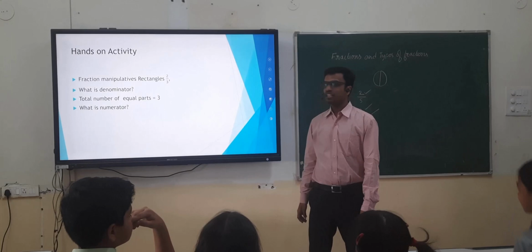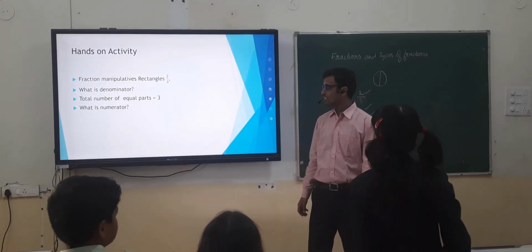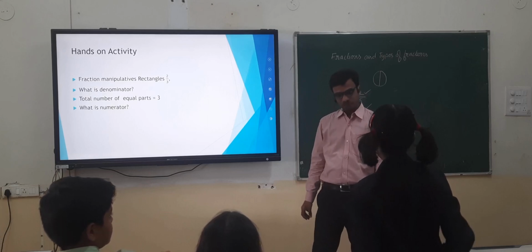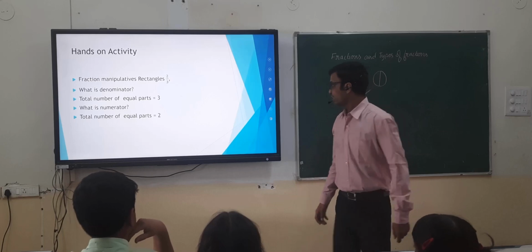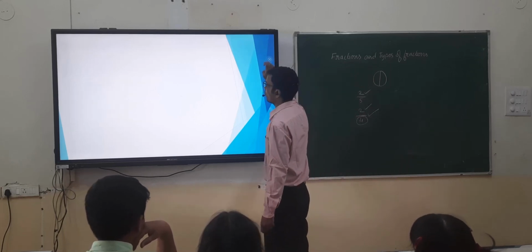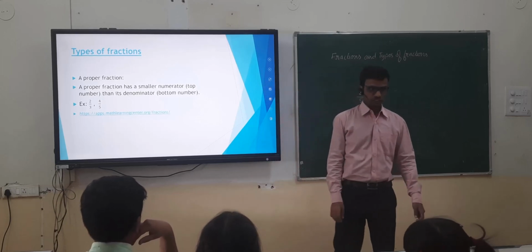Next, what is the numerator? 2 is the numerator. Correct. But what is the meaning of the numerator? Total number of equal parts selected. Very good. Total number of equal parts selected. That is called what? Numerator.